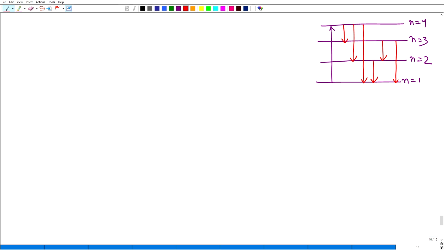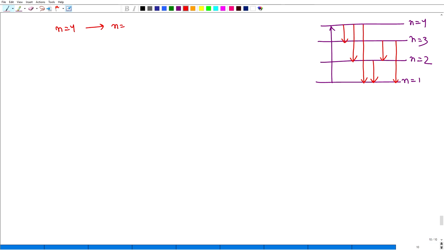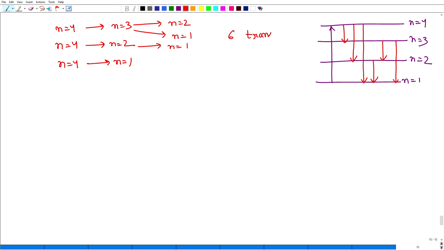That means it is in n equals 4. From n equals 4 it can go through n equals 3. So let me write it. From n equals 4 it can go to n equals 3. From n equals 4 it can go to n equals 2. From n equals 4 it can go directly to n equals 1. Again, from n equals 3 it can go to n equals 2. From n equals 3 it can directly go to n equals 1, and n equals 2 can go to n equals 1. So there are 1, 2, 3, 4, 5, 6 transitions. Eventually, you can write it, 6 transitions are possible.